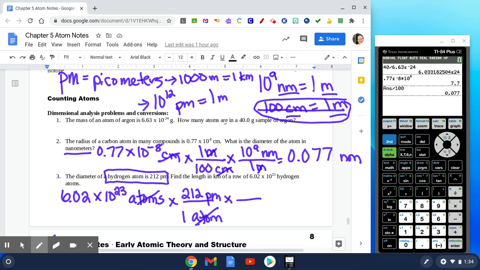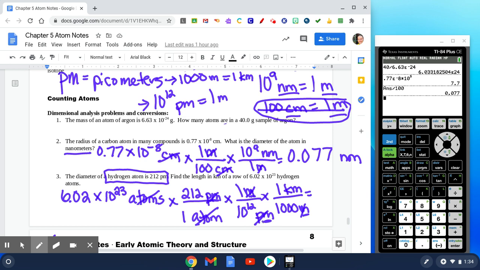So I'm going to use these two conversions for that. So the first one I'm going to use is the picometer. I'm going to put 10 to the 12th picometers on the bottom and 1 meter on the top. That way my picometers cancel. And then for the last one, I'm going to put my 1,000 meters on the bottom and my 1 kilometer on the top, so that my meter part cancels. That's the trick: you have to make sure that whatever's in your numerator here, it has to be in your denominator here. That's how you know how to set this up.